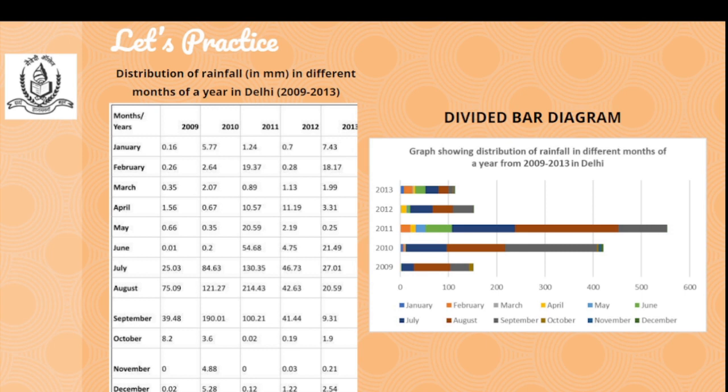So when we have several different components and various values for each variable, then it would be slightly difficult. But you can also very well see that the months like July, August and September are the months where maximum rainfall has been observed in a particular year from 2009 to 13. So again, it can act as a very good way for comparison between different categories of data simultaneously.